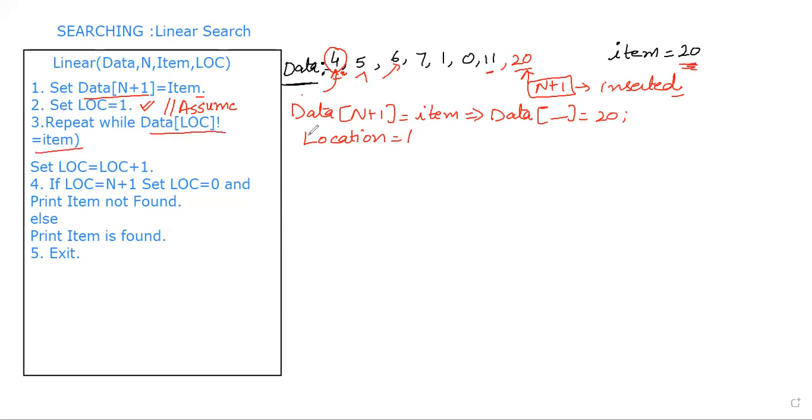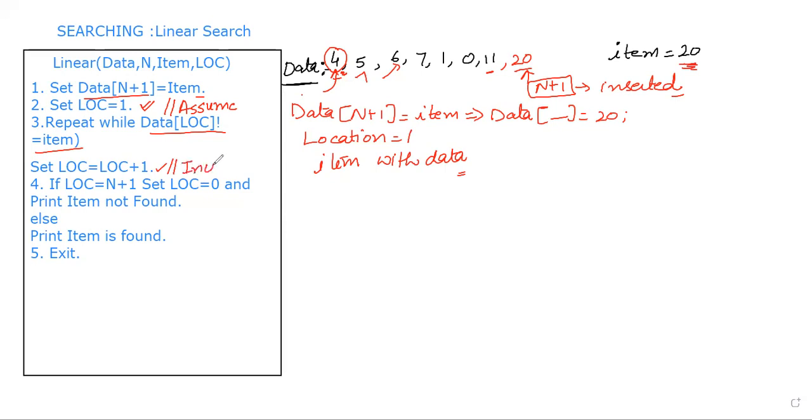So you need to keep on repeating the process of comparing the item with the data items. You have to compare the item with data elements until you find the particular item which we were looking for. Next, you will set location equal to location plus 1. Now why are we doing this?